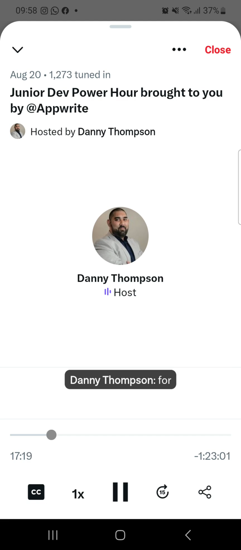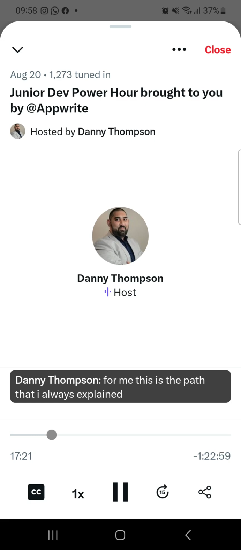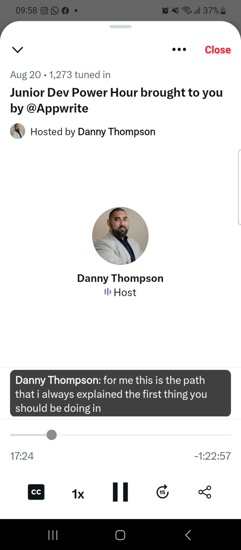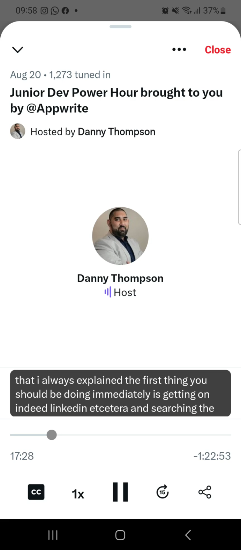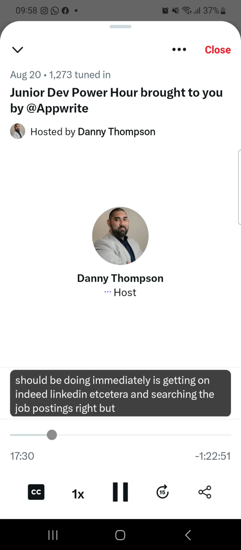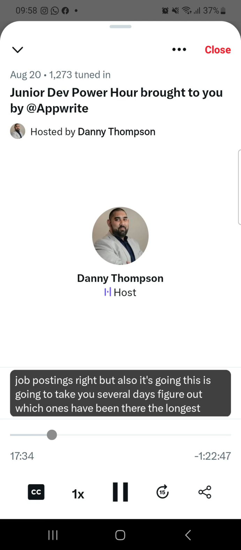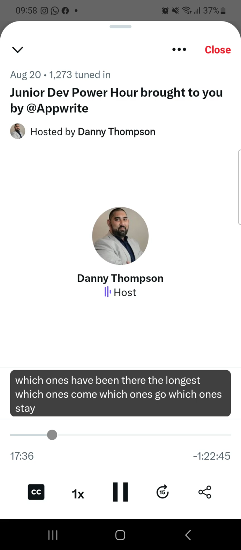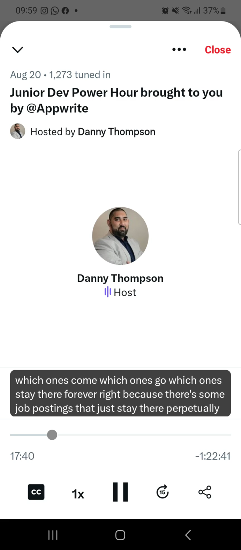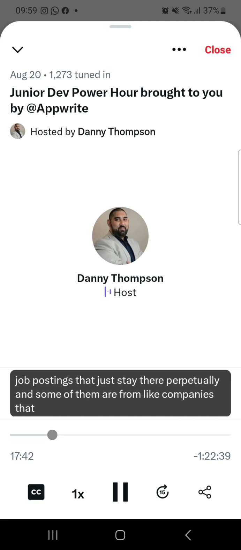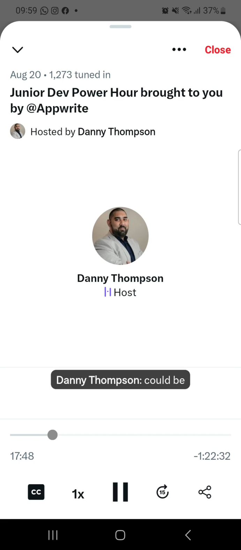For me, this is the path that I always explain. The first thing you should be doing immediately is getting on Indeed, LinkedIn, etc., and searching the job postings, right? But also, this is going to take you several days. Figure out which ones have been there the longest, which ones come and go, which ones stay there forever, right? Because some job postings just stay there perpetually, and some are from companies that pay for it to be there all the time, but maybe they're trying to recruit for a boot camp in a sneaky way or whatever it may be.